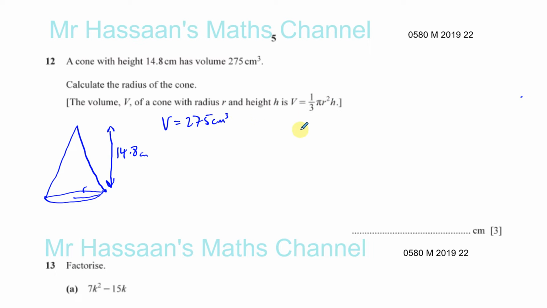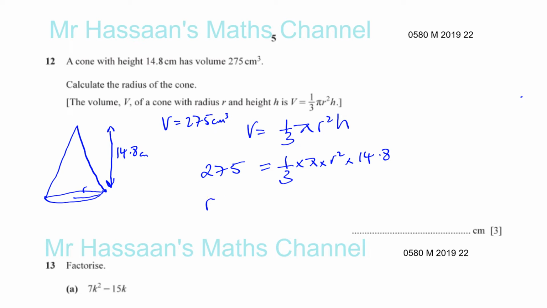So we're going to use this formula that they gave us, which is V equals a third times pi times r squared times h. So 275 is equal to 1/3 times pi times r squared times the height, which is 14.8. Now if you rearrange this formula, we multiply both sides by 3, so you have 3 times 275. And we want to get rid of the pi and the 14.8, so we divide both sides by 14.8 pi.